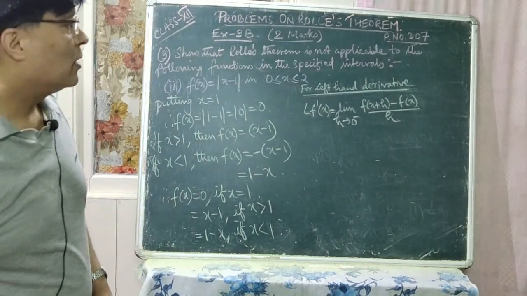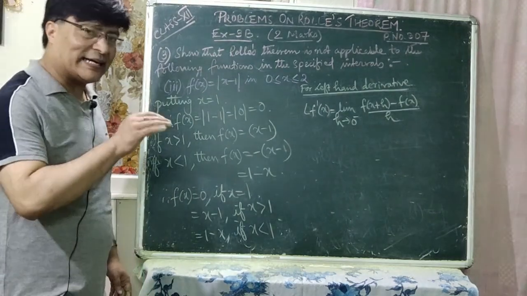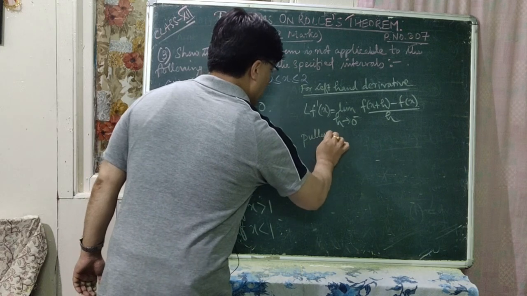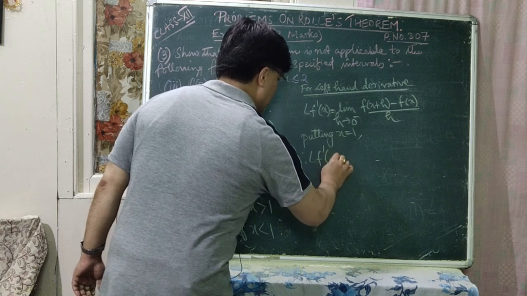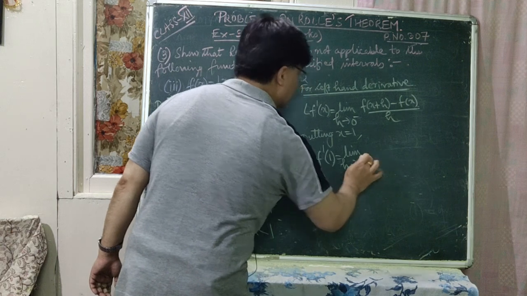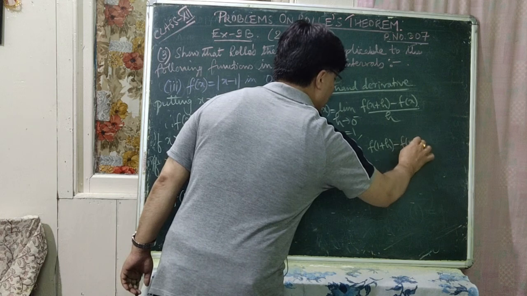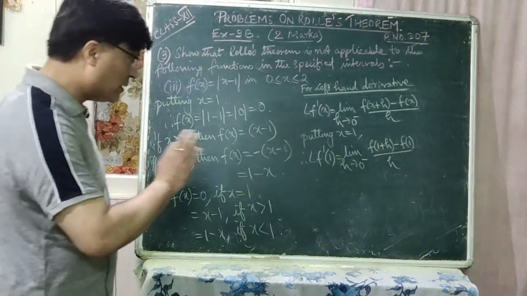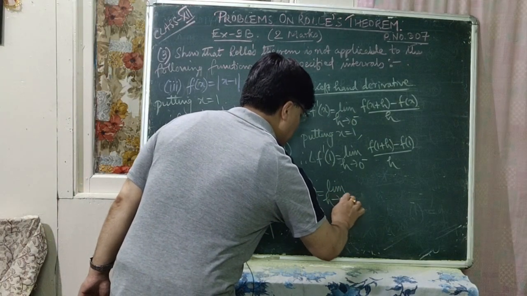Now since we are checking the differentiability of the function f of x at x is equal to 1, you can put x is equal to 1 here. So putting x is equal to 1, what do we get? Capital L f dash of 1 is equal to limit h tends to 0 minus, f of 1 plus h minus f of 1, this whole divided by h, right? Now let us simplify this right hand side, which is equal to limit h tends to 0 minus.